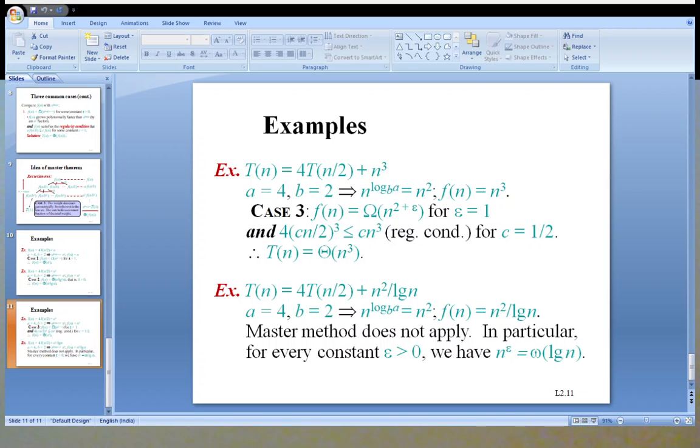So we get that the c value should be greater than or equal to 1 by 2. So the value of c lies in between 1 by 2 and 1, so this satisfies the regularity condition, and we can say that this question can be solved using the Master theorem case 3. According to case 3, the complexity would be T(n) equal to theta of n cube, right?